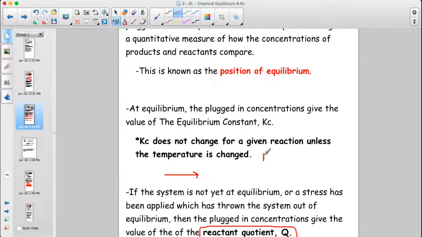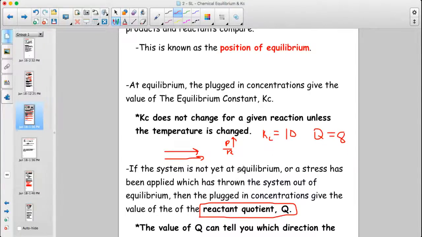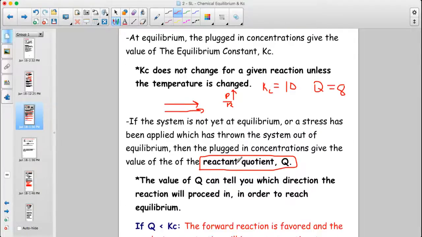So again, to try to clarify, if Kc is 10, just to make up a number, and Q is 8, that means in terms of having products and reactants, you still need to make more products, because in the expression we put the products on the top and the reactants on the bottom. And so by shifting right, you'll make more product, and that will make the value of Q go up until it equals Kc, which is 10, until it reaches equilibrium. Okay, so a value of Q that's lower than Kc implies a shift to the right.